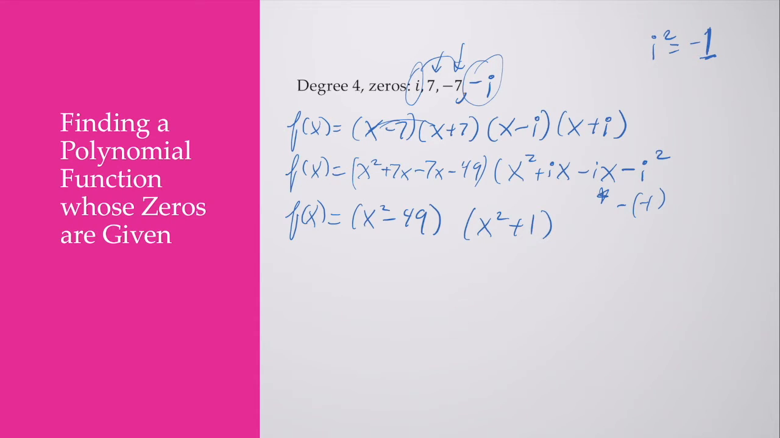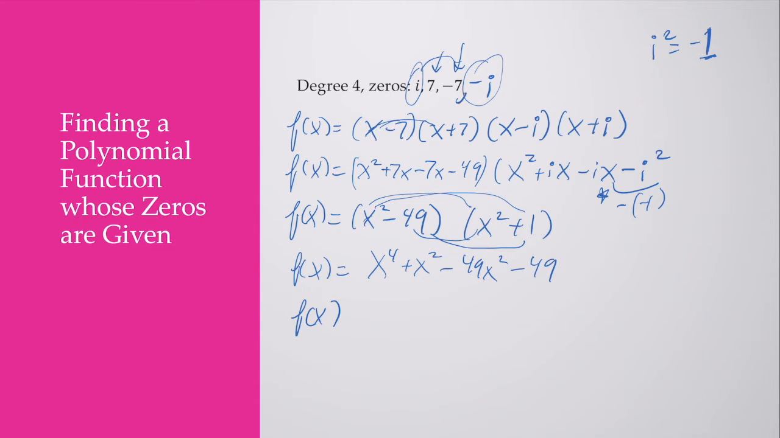I could rewrite it. Now, let's go ahead and FOIL again. F of x is x to the 4th plus x squared minus 49x squared minus 49. So a polynomial whose given zeros would be i, negative i, 7, and negative 7 would be f of x is x to the 4th minus 48x squared minus 49.